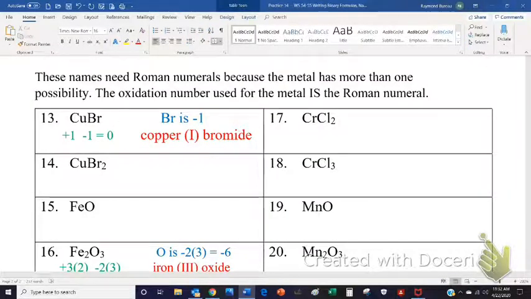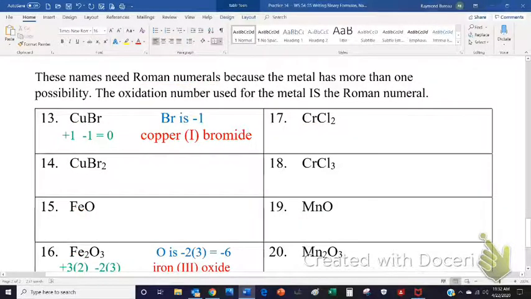All right, now you read the directions here and be careful. This says these names need Roman numerals, and that's because you look at the metal, copper, iron, chromium, and so on. These are transition metals with more than one oxidation number, so they can combine with the same atoms in slightly different ways. So to identify them, as I said in the notes, we put a Roman number after the metal's name, and you see number 13 is already finished.